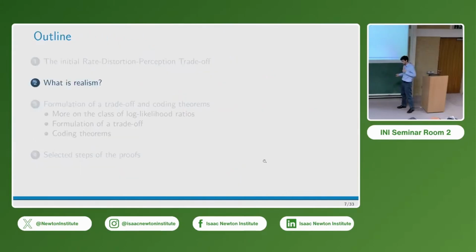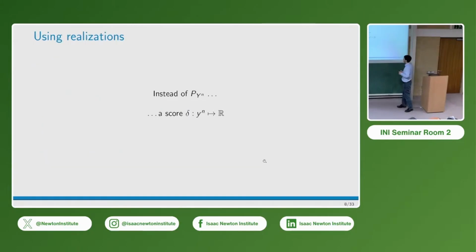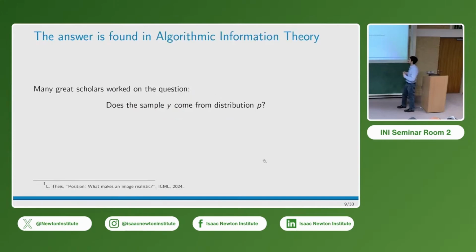So now, if it's not going to be a notion of realism based on a divergence, what is the best notion of realism? We're not going to be using the distribution of the reconstructions or of the compressed images, but a score that takes an image, or here a sequence Y^n reconstruction, and gives a real number. It turns out that the question of how to measure realism has already been studied in algorithmic information theory for a long time.